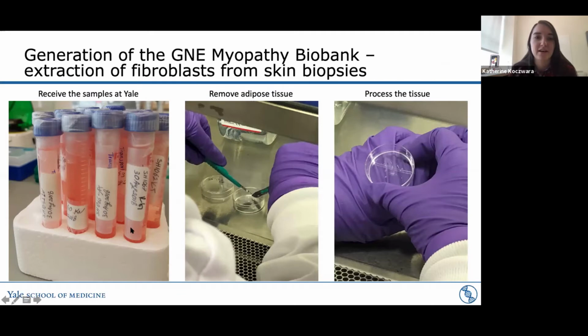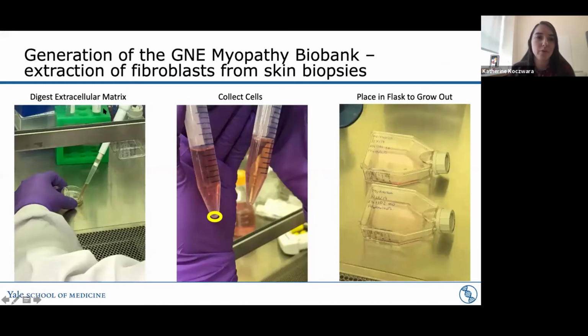These samples are brought back to the lab, where we can remove the adipose tissue or the layers of the biopsy that we don't want, and then process the tissue to expose the fibroblasts in the dermal layer that we're looking for. We can then digest the extracellular matrix, getting rid of everything that isn't the fibroblasts, then collect these cells at the bottom of a tube. You can see highlighted in this tiny yellow circle the fibroblast cells from the skin biopsy. And then we can place them in a flask to grow out in culture in our lab.